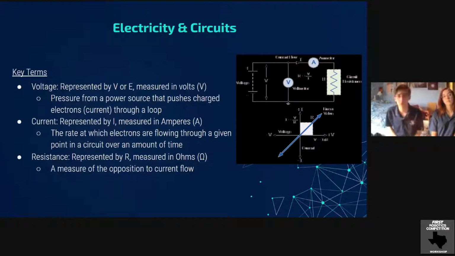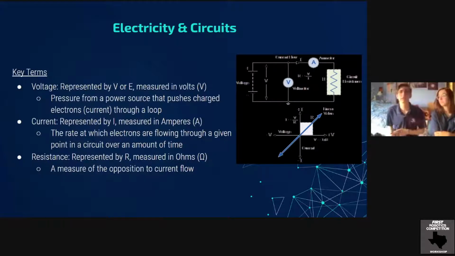The first is voltage. So voltage can be represented by V or E. It's measured in volts, and it's pressure from a power source that pushes charged electrons through a loop. So your battery pushes electrons through a closed loop of wire. And the force and the pressure that that battery exerts on the electrons that makes them move, which is what generates the energy, or what conveys the energy, is known as voltage and can be measured.